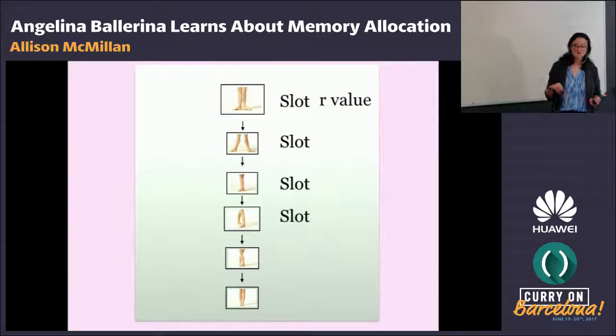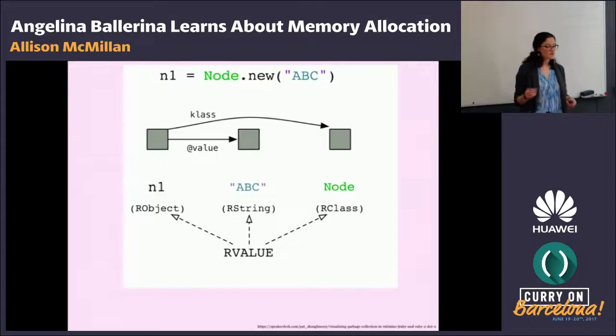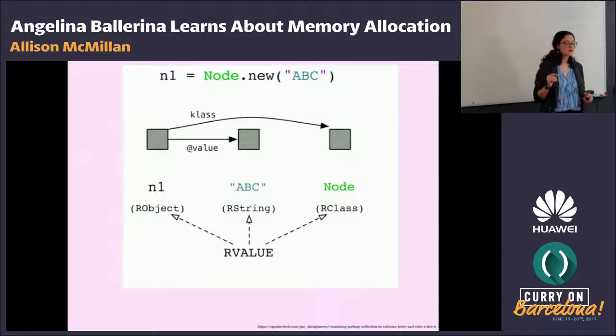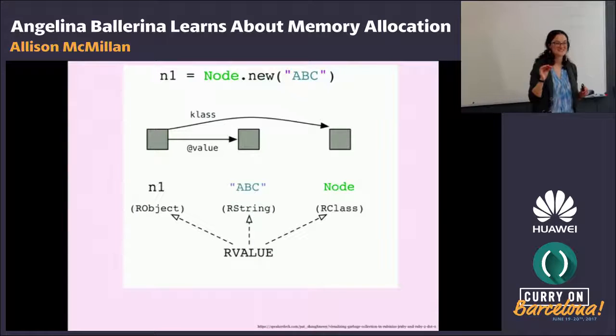Each node on the list is a slot, and each slot has an R value, which gives you information about the node. An R value is the R object and the R string and the R class. And this slide is still on. Pat Shaughnessy did a garbage collection talk a couple of years ago, and this is like the best diagram that I've found that explains this. This is directly stolen from his deck.